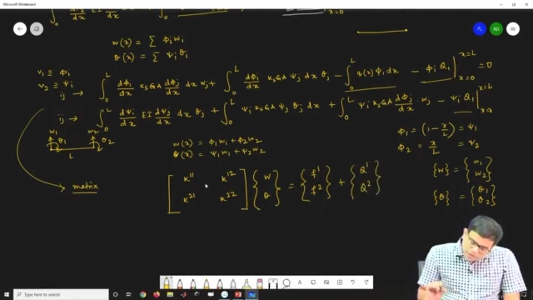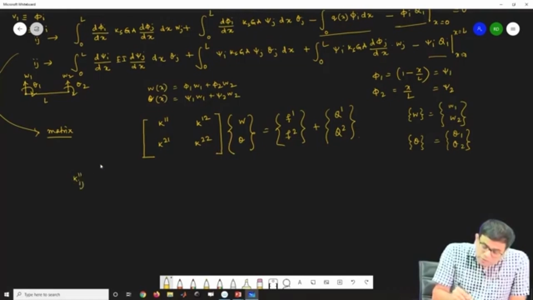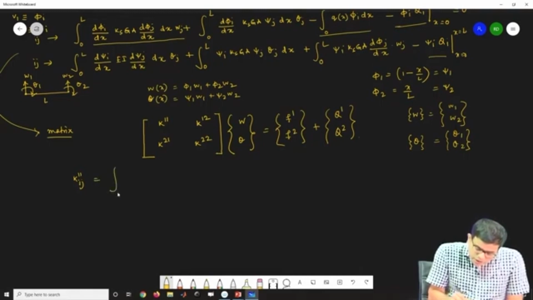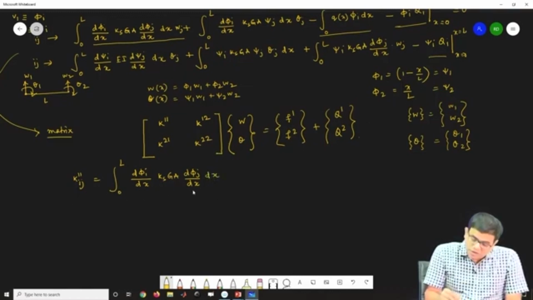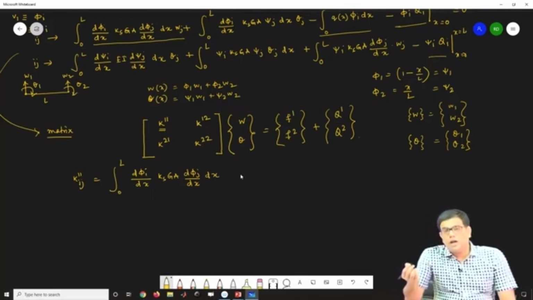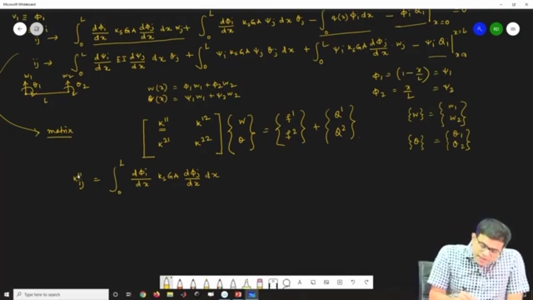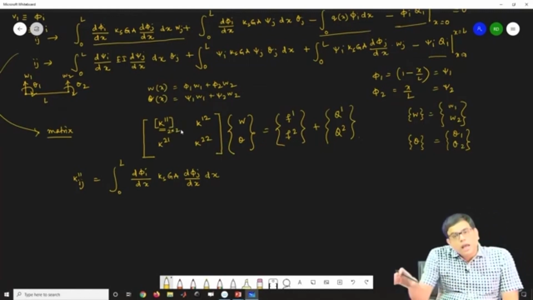So now first let me write down the expression for this K11. So K11 ij will be the first term which corresponds to w. So this term will be K11 ij. So this is equals to integral 0 to L d phi I dx ks ga into d phi j dx into dx. So this is my first stiffness matrix term. So now if you have a two-noded interpolation for W, then ij will run from 1 to 2. So K11 matrix, remember these are the sub matrices. So these sub matrices will be 2 cross 2 if I use a linear Lagrange polynomial.